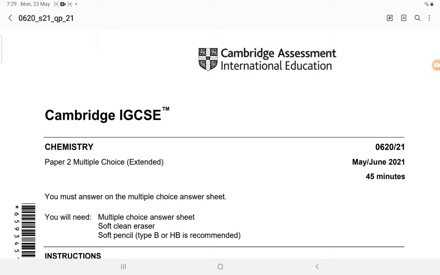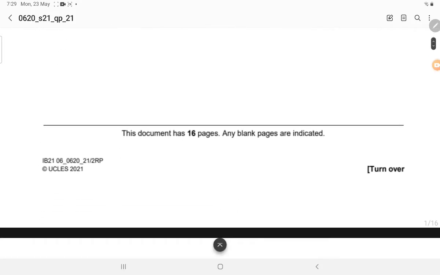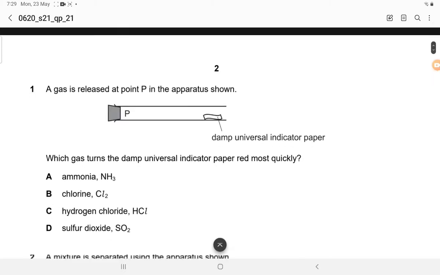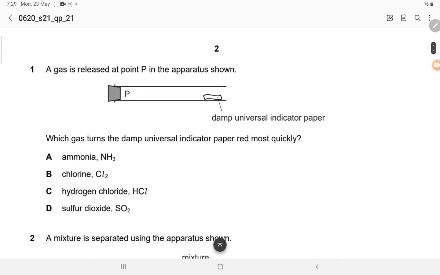This is paper 2-1 from May-June 2021, 0620 multiple choice questions. Let's start. A gas is released at point P in the apparatus shown. Which gas turns the damp universal indicator paper red most quickly?